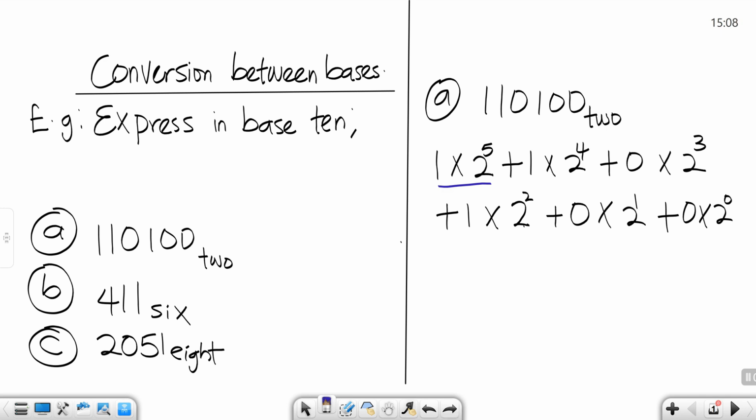1 multiplied by 2 raised to the power of 5 is 2 raised to the power of 5. And 1 multiplied by 2 raised to the power of 4 is 2 raised to the power of 4. 0 multiplied by 2 raised to the power of 3 is 0. Any number multiplied by 0 is 0. And we have 1 multiplied by 2 raised to the power of 2, is 2 raised to the power of 2. We have 0 multiplied by 2 raised to the power of 1 is 0. And any number raised to the power of 0 is 1, but we are going to be multiplying 0 with 2 raised to the power of 0, so it's going to give us 0.